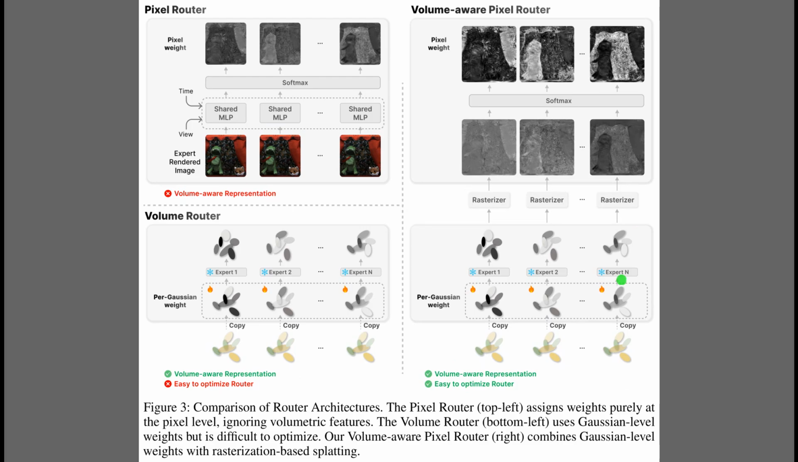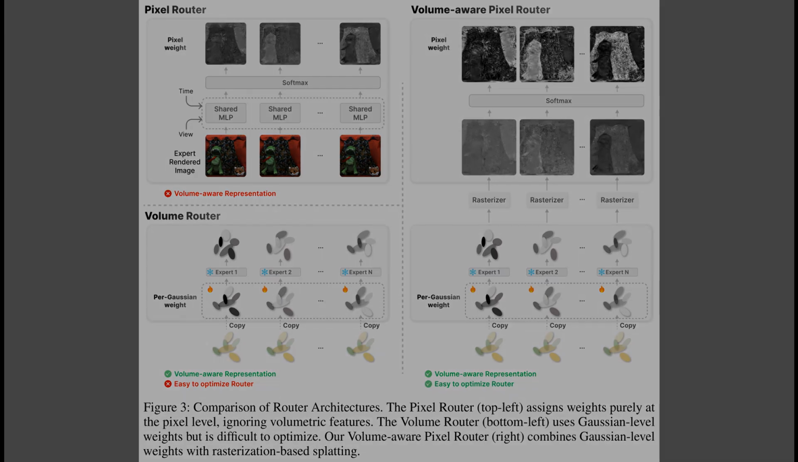Alright, Figure 3 compares routing designs after the pipeline overview. The top left pixel router assigns weights from pixel features only, which lacks volumetric cues and struggles with view and time changes. The bottom left volume router attaches weights to each Gaussian in 3 dimensions, but optimization becomes unstable because pixel impacts are indirect. The right panels present the volume-aware pixel router, which rasterizes per Gaussian weights into pixels and applies softmax gating. This combination preserves 3D context and delivers adaptive per pixel blending.